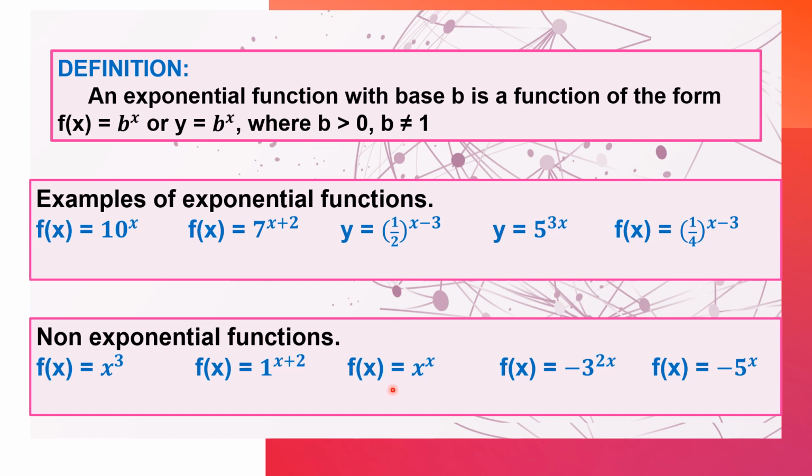Next, f of x equals x raised to x. Again, x is a variable. Next, f of x equals negative 3 raised to 2x. Negative 3 is not greater than 0. It is less than 0. F of x equals negative 5 raised to x. Again, this is non-exponential because negative 5 is less than 0.